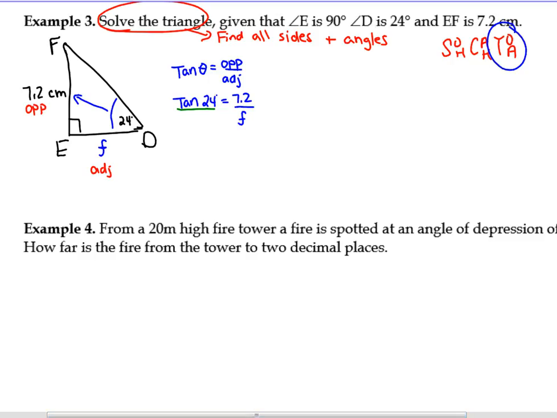The other method is, right now it's being divided by f, so you would multiply both sides by f. It's really the same thing as cross multiplying, and it gives the same result, because the f's cancel out here. Now we have f on the numerator with tan 24 equals 7.2. And what would be the next step? Divide by tan 24. So it turns into division when your unknown is on the denominator.